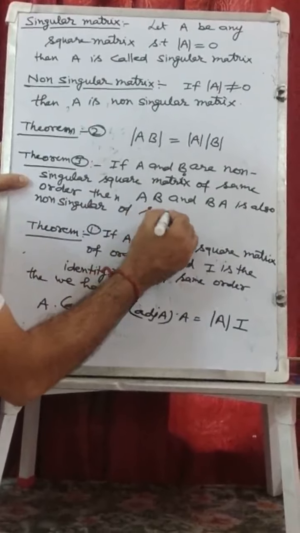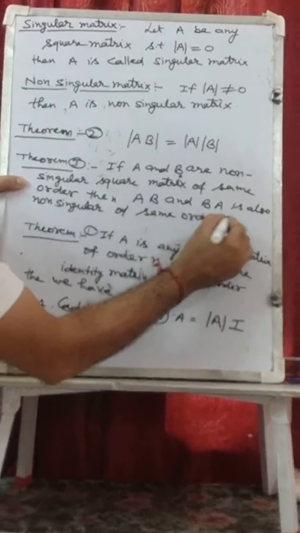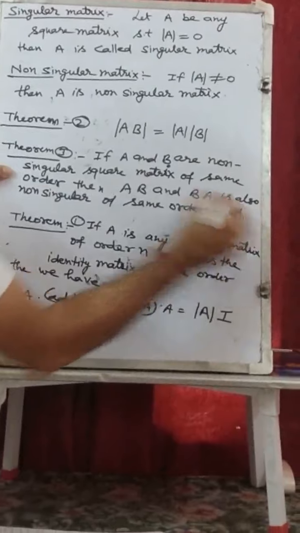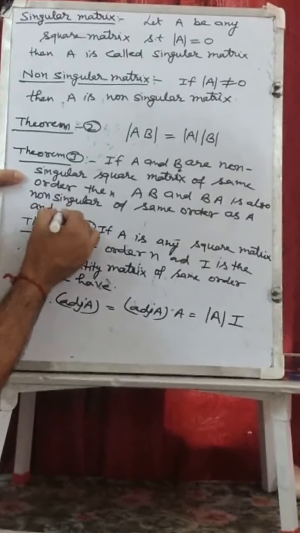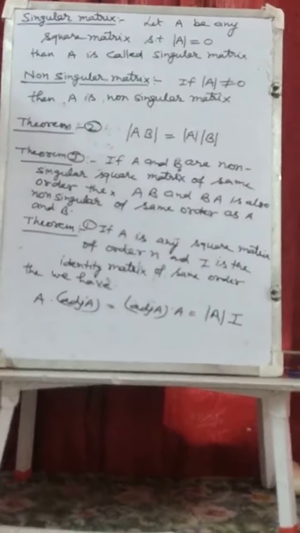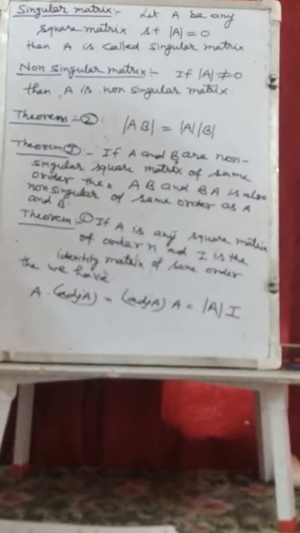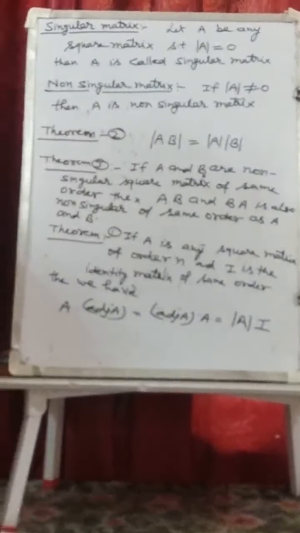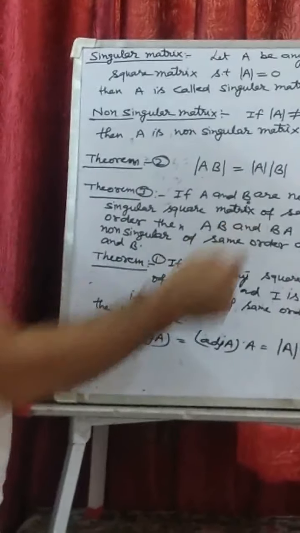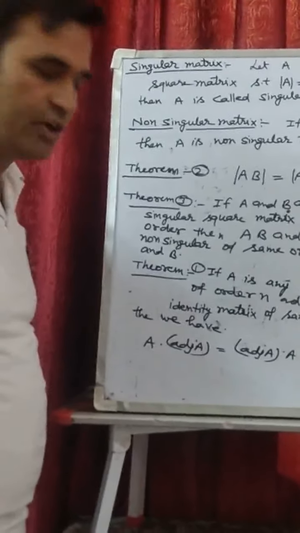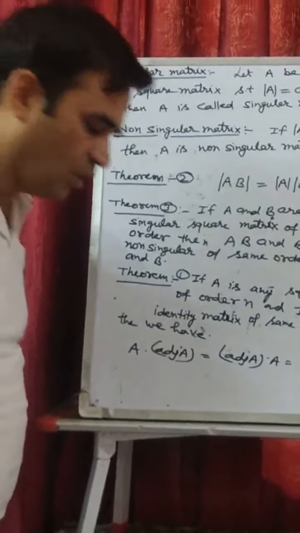Of same order as A and B. What does this theorem say? If we have A and B two square matrices, their order is the same and these are non-singular, meaning their determinant is not equal to 0. If we multiply them, AB or BA, then it will also be of the same order and it will be non-singular, meaning its determinant will not be 0.